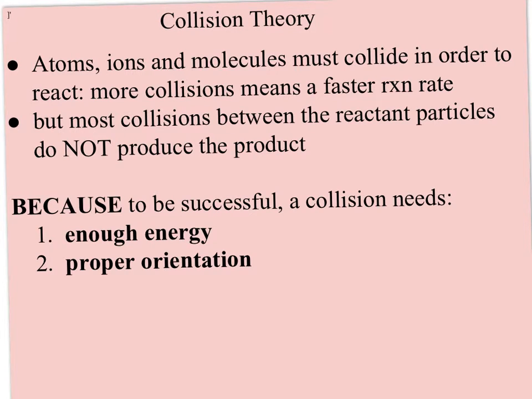So collision theory talks about why or how reactant gets converted to product. Atoms, ions, and molecules have to collide in order to react. So more collisions means a faster reaction rate. But most collisions actually do not produce the product, because besides colliding, a collision has to have enough energy, known as activation energy, and it has to hit with what we call the proper orientation, or hit in the correct spot. Kind of like when you're playing a sport like tennis or golf, when you hit what's called the sweet spot, you really have a nice successful hit for your tennis game or your golf game.